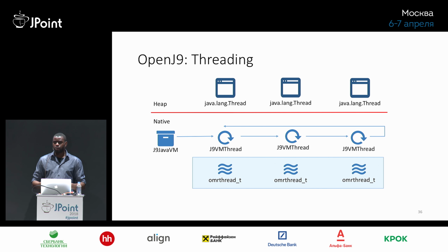The java.lang.Thread has a one-to-one mapping with the J9 VM thread. So it's very similar to the case with the java.lang.Class and the RAM class. The java.lang.Thread has a hidden field that points to its J9 VM thread.